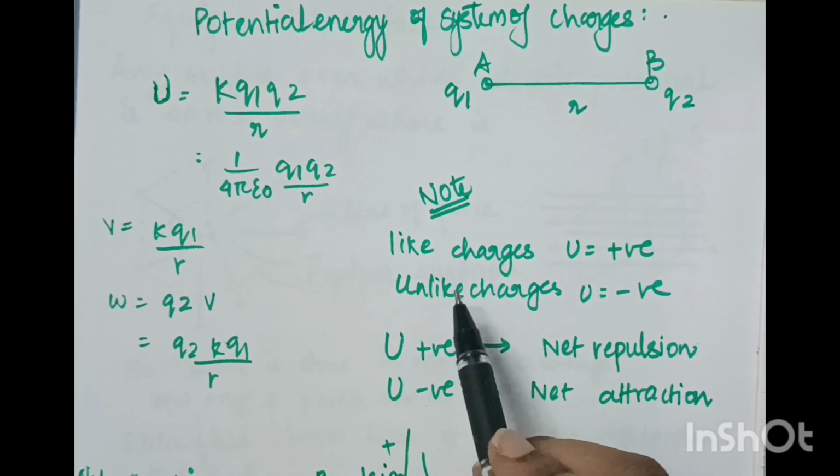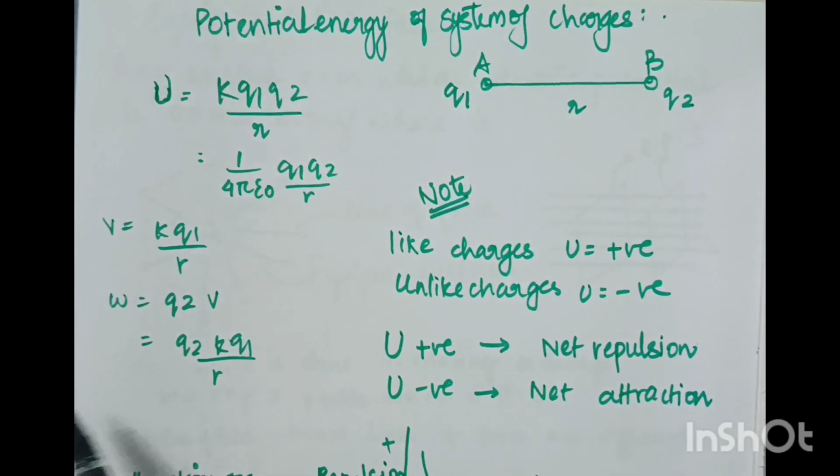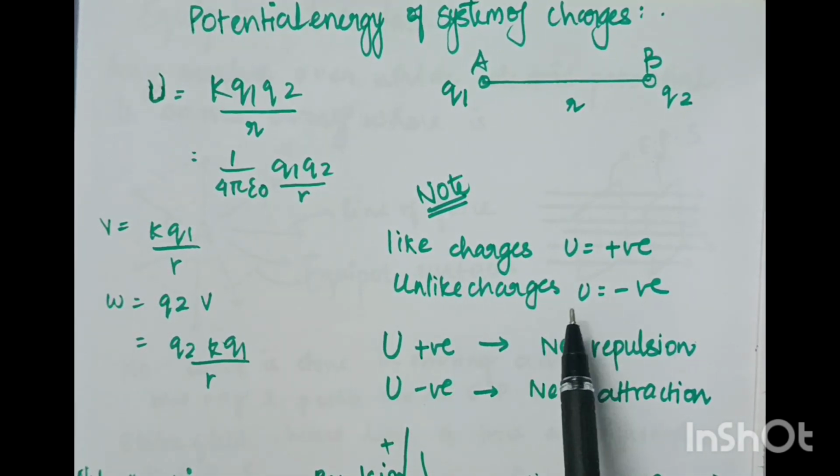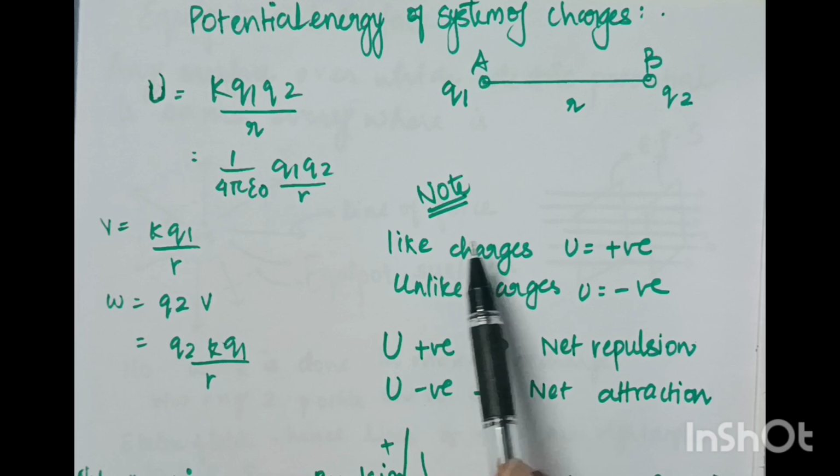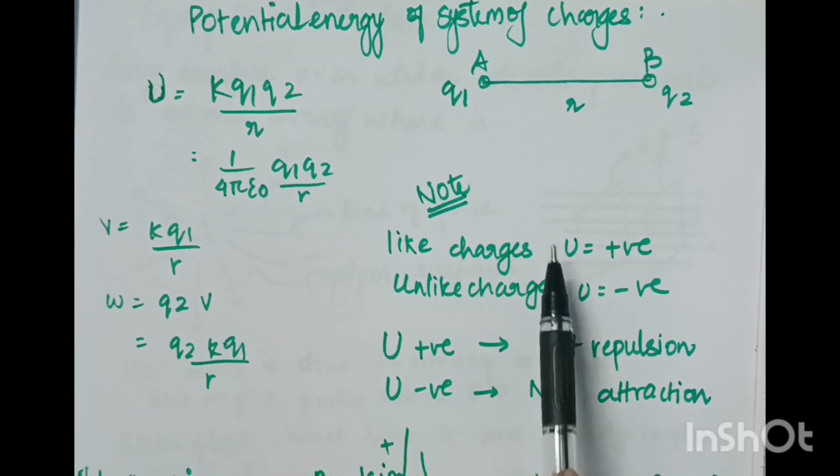If it is unlike charges, then it will be plus into minus, minus. So for unlike charges, the potential energy of the system will be negative. And you also know very well, if there are like charges, that is positive and positive or negative and negative, then they will repel each other.